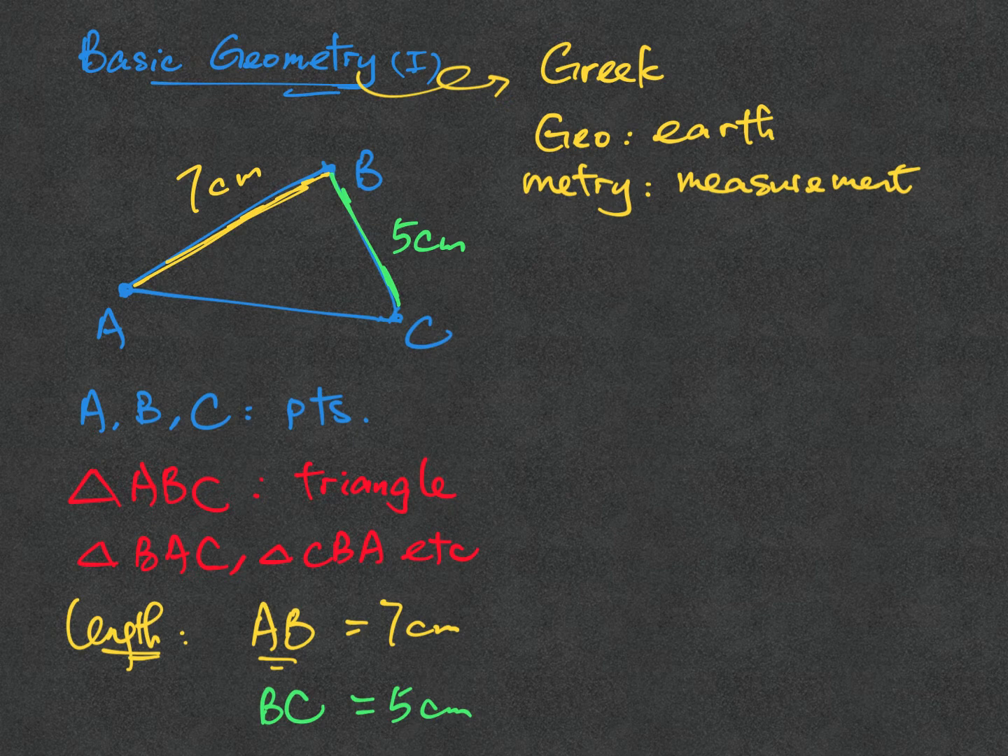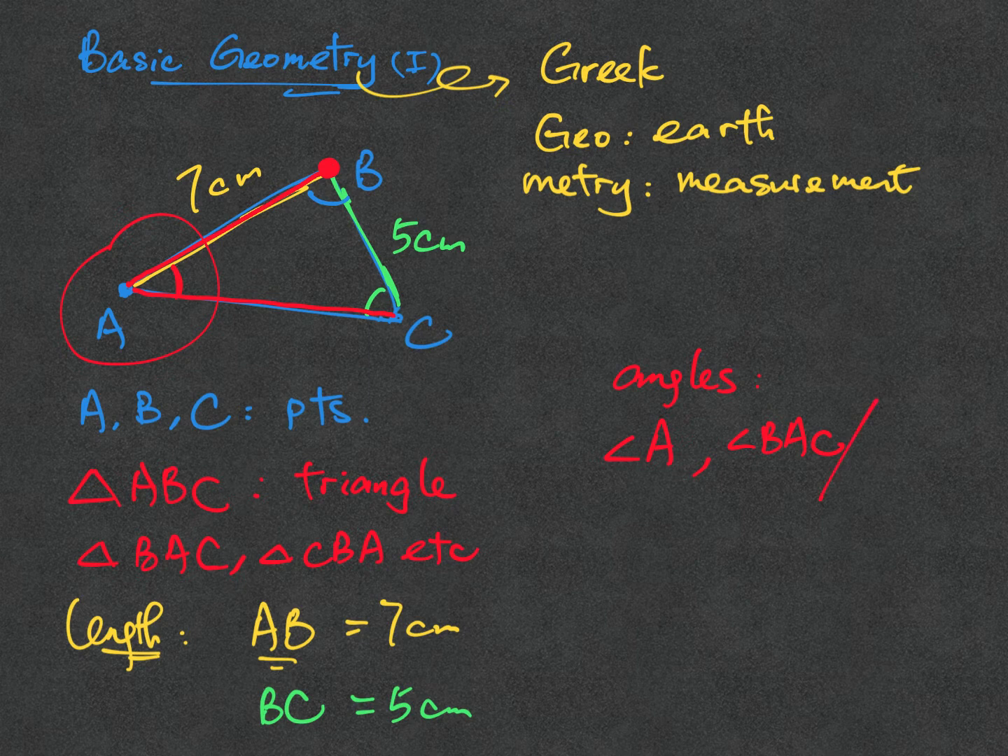Lastly, of course, we need to talk about angles. You will see there are three angles in the triangle. One is angle A, the other one is angle B, and the last one is angle C. Now let's pick angle A as an example. The easiest way is to call it angle A. The other way is to make use of drawing. This angle A is formed by drawing from point B to point A, and then to point C. So we can also call this angle BAC. Of course, in reverse order, you can also call it angle CAB.